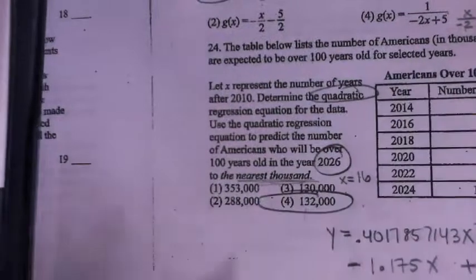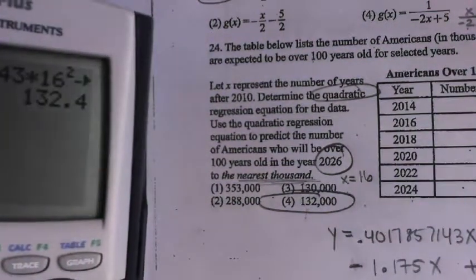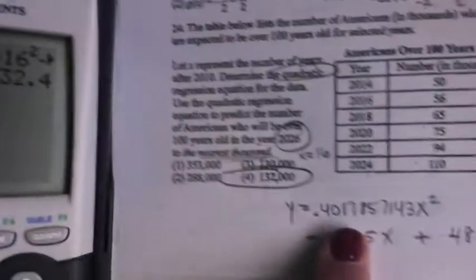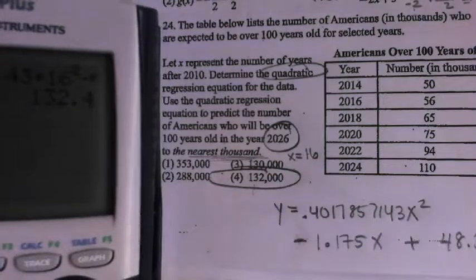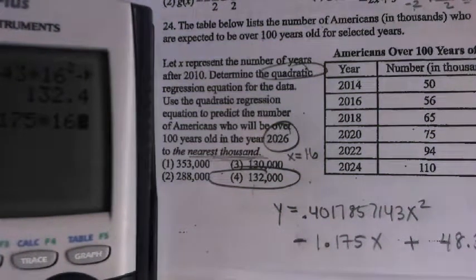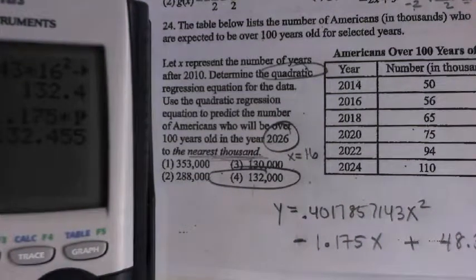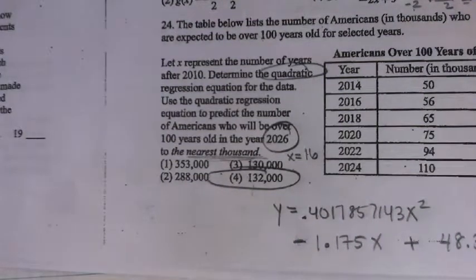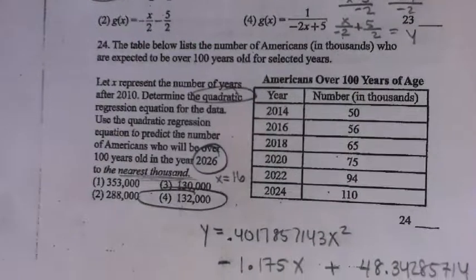4. If you cut that off, I'm just curious. Sometimes it affects you and sometimes it doesn't. So even if I round each of these to the nearest thousands, 0.402 times 16 squared minus 1.175 times 16 plus 48.343, I still get in the 132. So it wouldn't really do much damage here, but sometimes it really does. Okay?